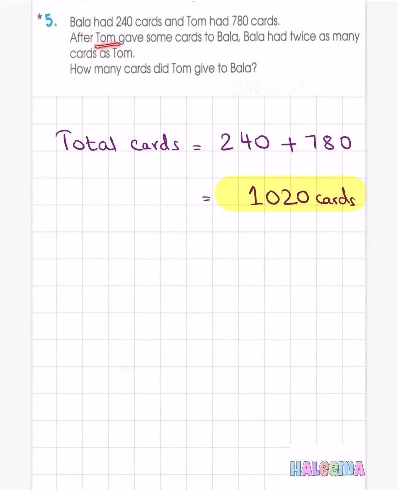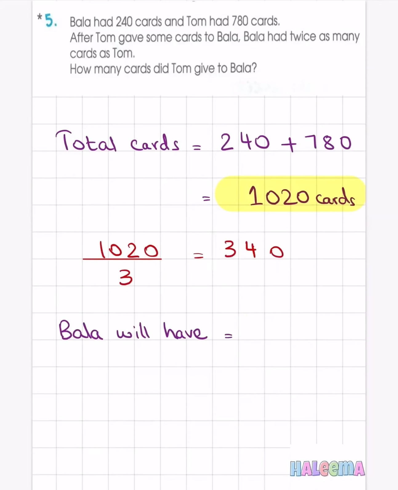After Tom gave some cards to Bala, Bala had twice as many cards as Tom. Let's assume Tom had one card and Bala had two cards, right? So altogether, it makes up to 3. Let's divide 1,020 by 3. So we'll get the number of cards one of them has, right?